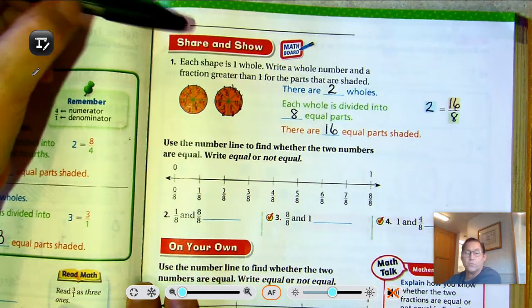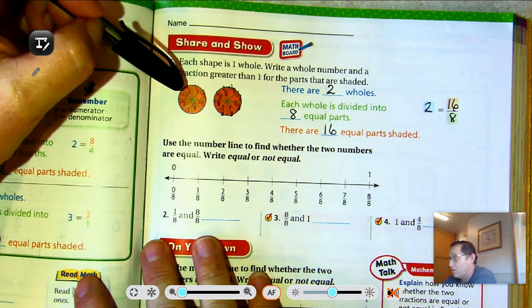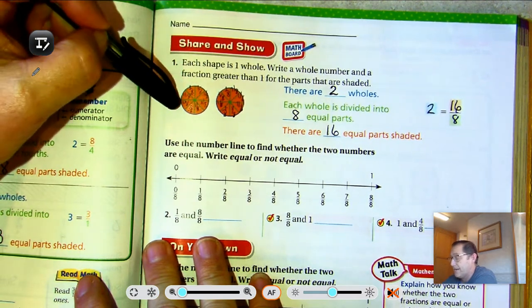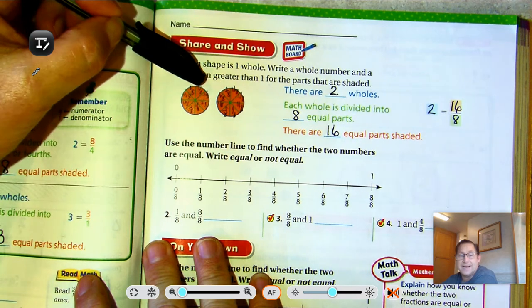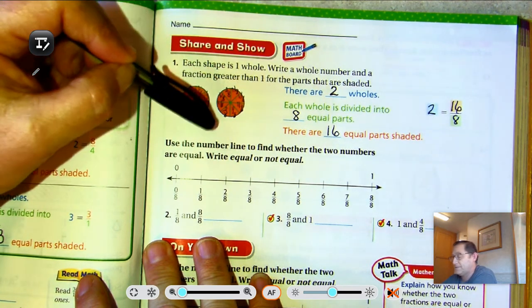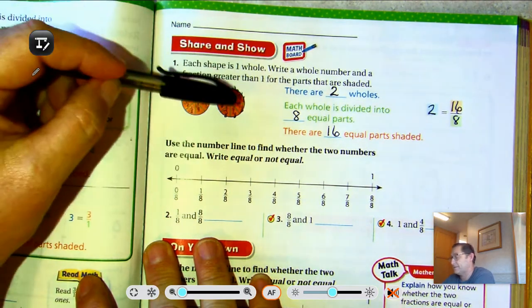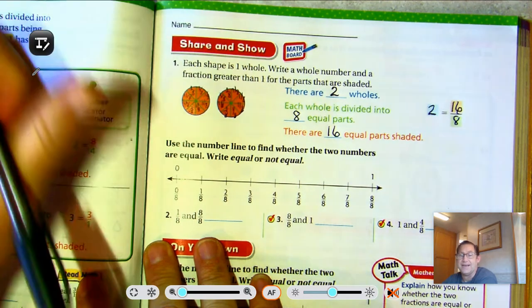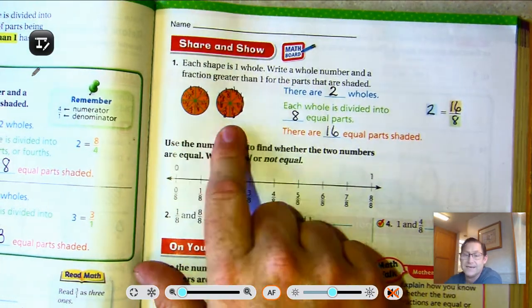And so if we went around and counted how many eighths there are, that tells us the numerator. 1/8, 2/8, 3/8, 4/8, 5/8, 6/8, 7/8, 8/8, 9/8, 10/8, 11/8, 12/8, 13/8, 14/8, 15/8, 16/8. Okay, so we basically are counting 8 plus 8.